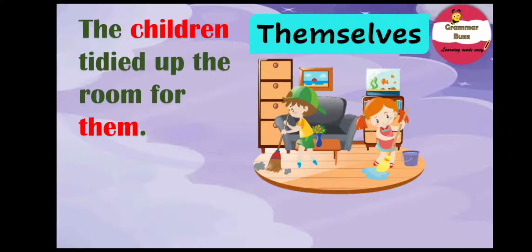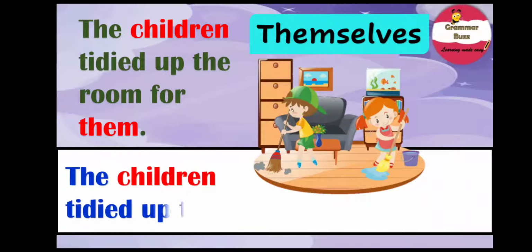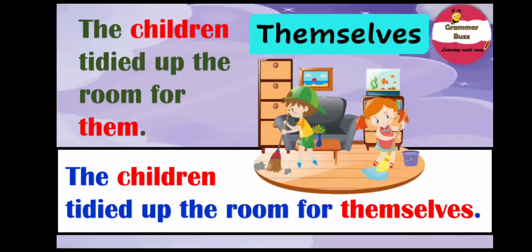And it is, you are right, themselves. The new sentence would be, the children tidied up the room for themselves. Note, we use selves with them and not self because we are referring to more than one, right? We are referring to more than one child. So, themselves is used when we refer to a third person plural noun. Remember, themselves does not depend on gender. That is, irrespective of gender, they remain the same.